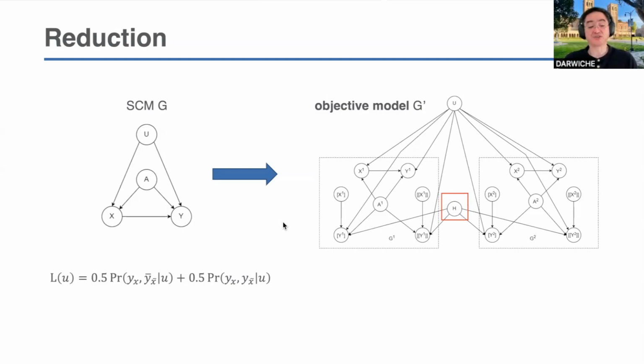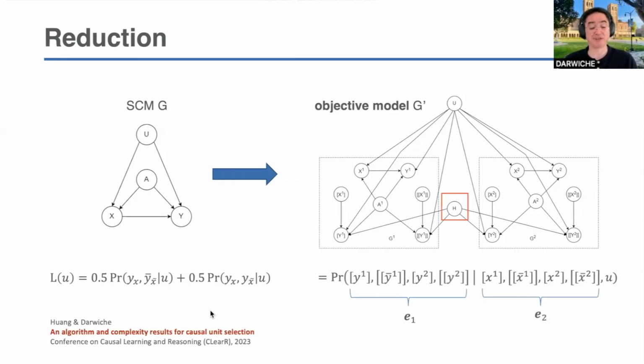Now, this construction would require that you adjust the equations of these things. You can do this in a systematic way, and that's done in this paper here. But the main point is, this objective function, causal objective function, its value on this SCM is exactly this associational probability on this gigantic model called the objective model.